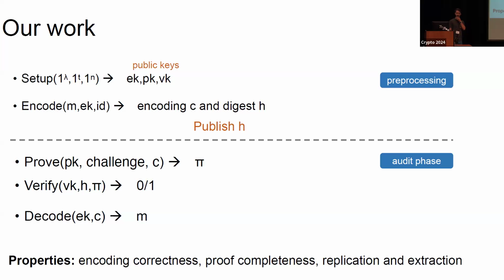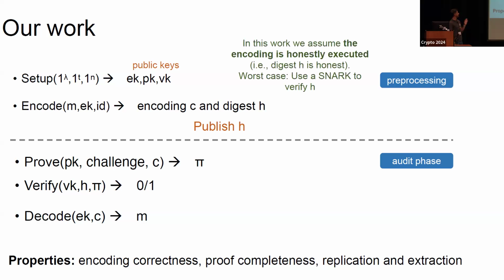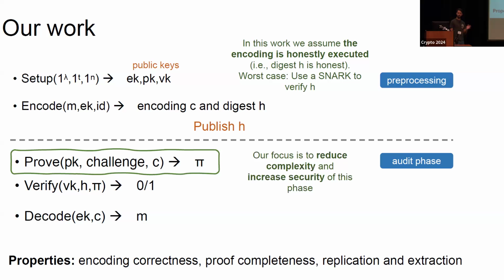So in our work, we propose a construction with these properties. And for simplicity, we assume that encoding is always run honestly. So the digest of the encoding is always computed honestly, because in the worst case, you can SNARK it and you don't have any constraint in time, so you can do it. And now using this correct digest, we want to define a different strategy improving the usage space so that it's efficient and you get a memory bound that doesn't have a loss proportional to the number of files.